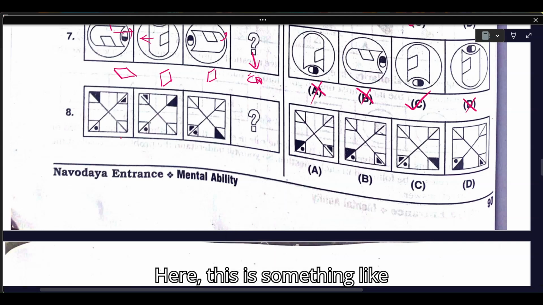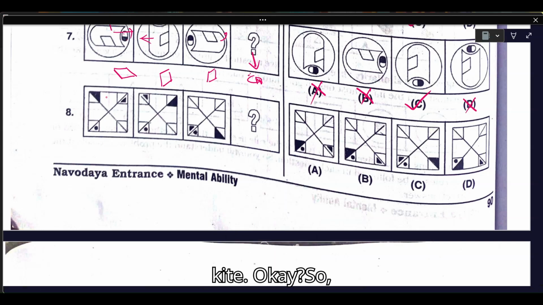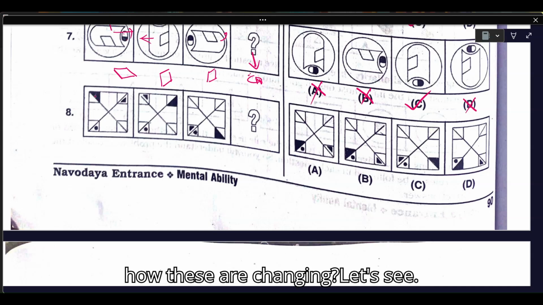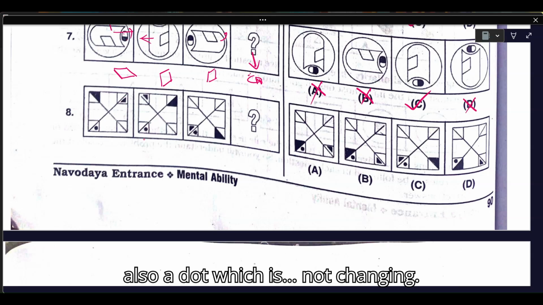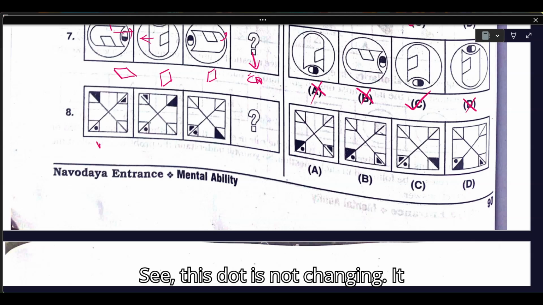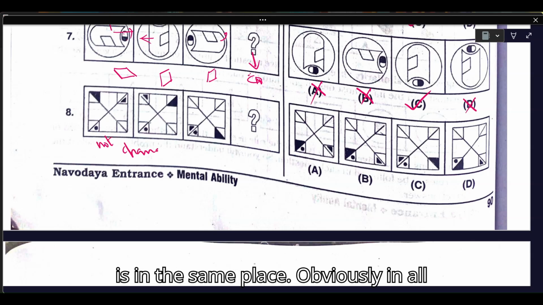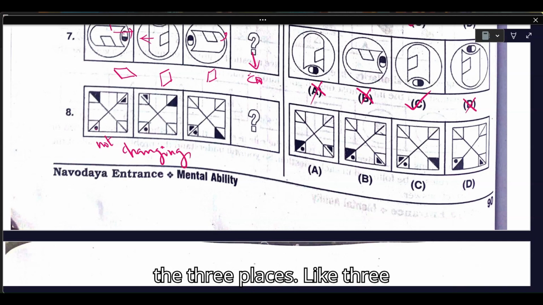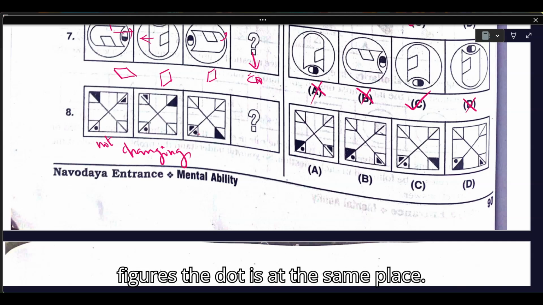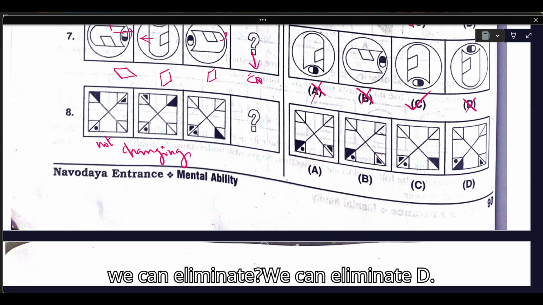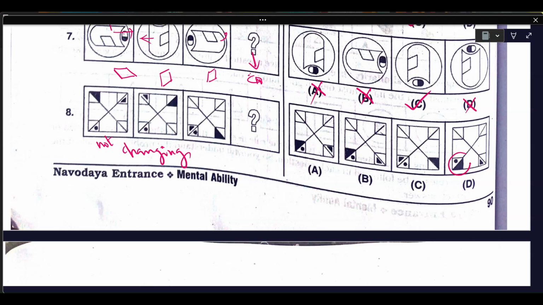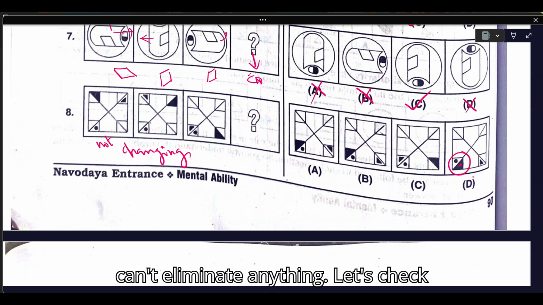Here this is something like a kite. Okay, so how these are changing, let's see. There is a triangle which is changing and also a dot which is not changing. See, this dot is not changing, it is in the same place. Obviously in all the 3 figures, the dot is at the same place. So obviously in the answer also the dot will be in the same place only. So what are the things we can eliminate? We can eliminate D. Let's see whether we have an unseen dot here or not. Okay, so we can't eliminate anything.